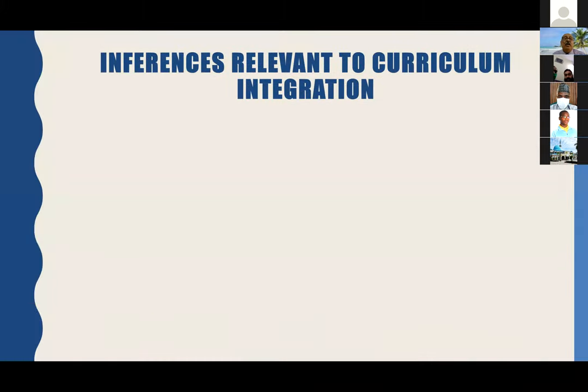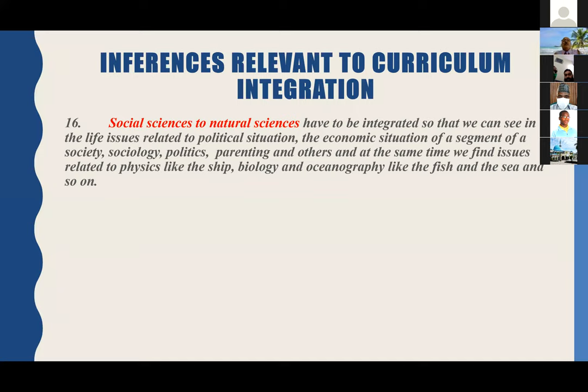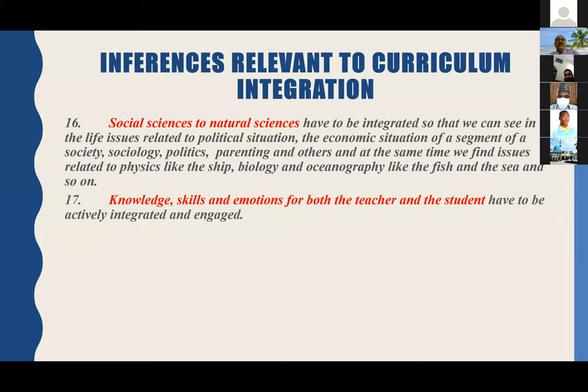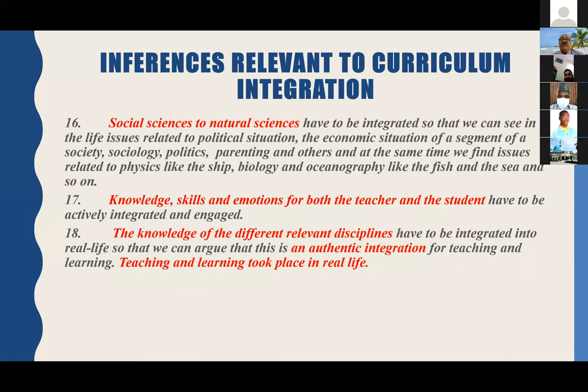Now, also social science and natural science. You can see in the story that both were integrated. Knowledge, skills, and emotion of both the teacher and the student have to be actively engaged. We talked about the model of effective teaching and learning, where heart, mind, action, and akhlaq should be engaged for both teacher and student. I would use the term authentic integration, because we are discussing real life issues, and iman and akhlaq from revealed knowledge. The teaching and learning also takes place in real life, so we are talking about authentic integration.